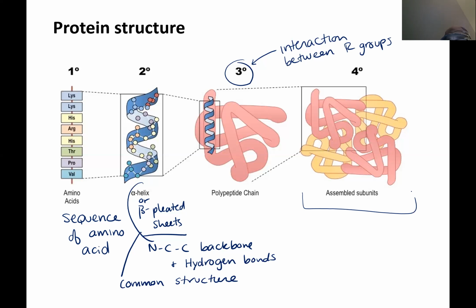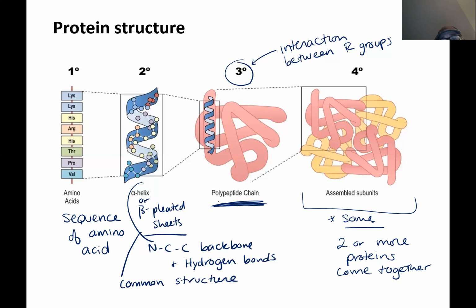And then some proteins will have quaternary structure, where you have two or more proteins coming together to work together. Okay, so here you can see there's actually 4 proteins that come together to form this functional protein. Some proteins are just fine at tertiary structure. They don't interact with other proteins or subunits. Some require quaternary structure.